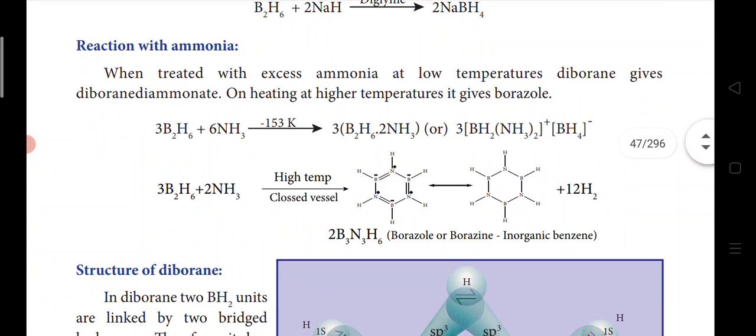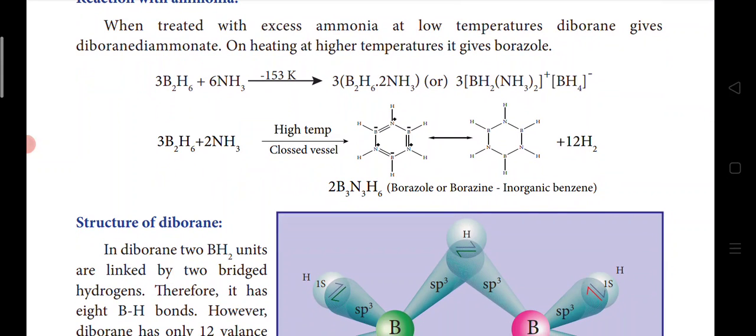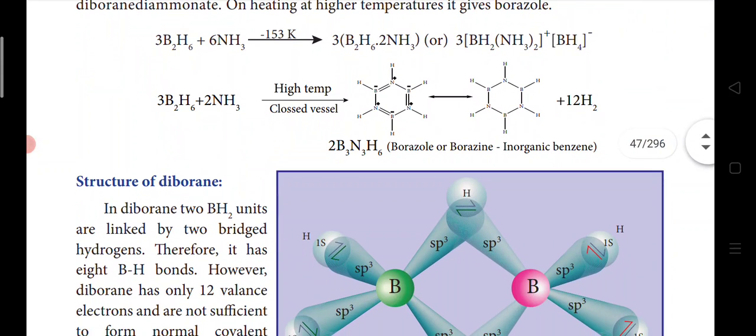And reaction with ammonia, again a very important question. When treated with excess ammonia at low temperature, diborane gives diborane diammoniate. On heating at higher temperatures, it gives borazole. So you can see the structure of borazole here. At higher temperature in a closed vessel, diborane reacts with ammonia to give borazole.